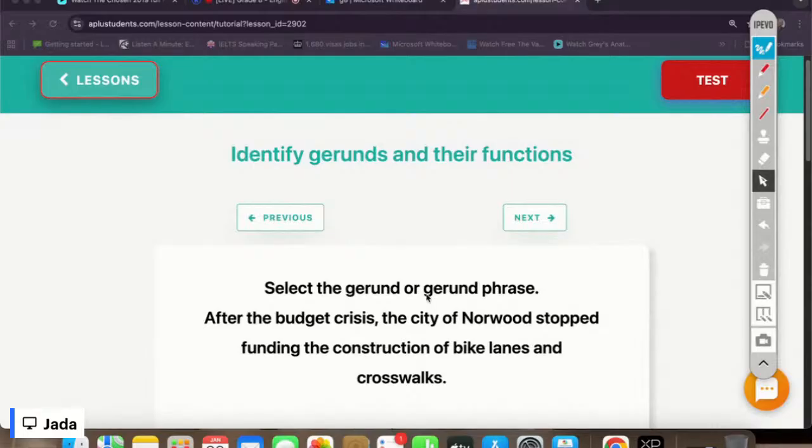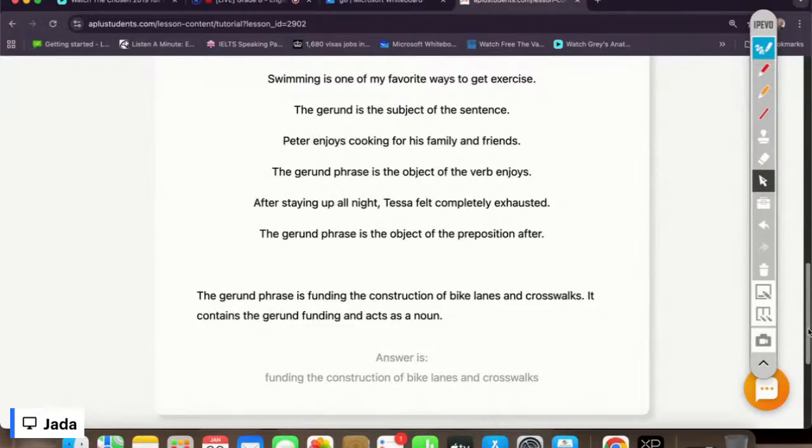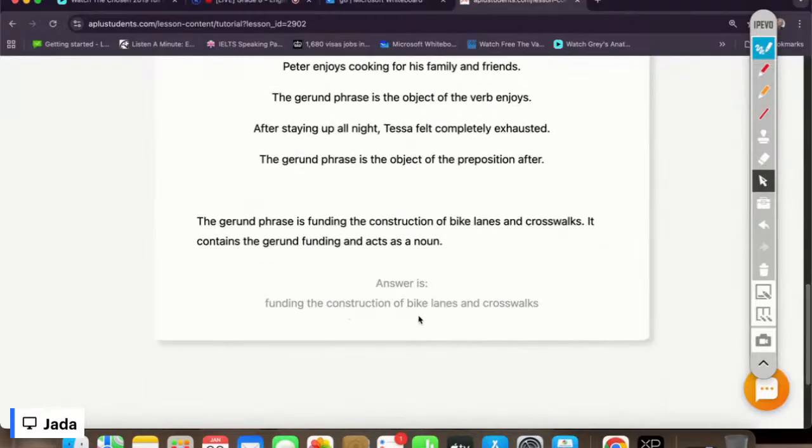Alright, so we have selected the gerund or gerund phrase. After the budget crisis, the city of Norwood stopped funding the construction of bike lanes and crosswalks. So the gerund phrase is funding that. It contains the gerund funding and acts as a noun.